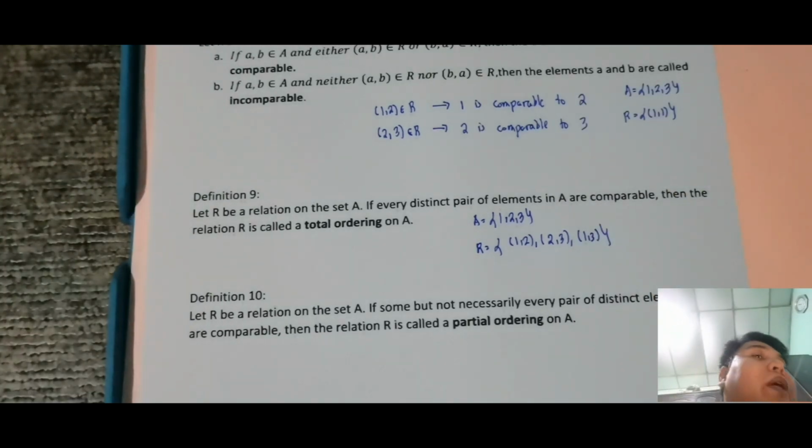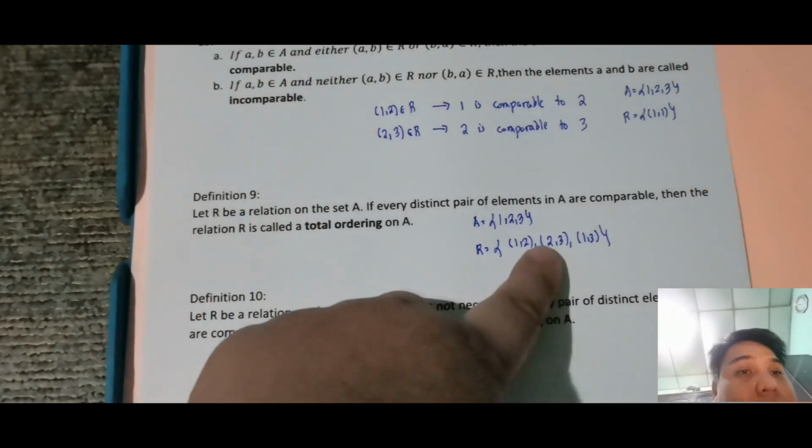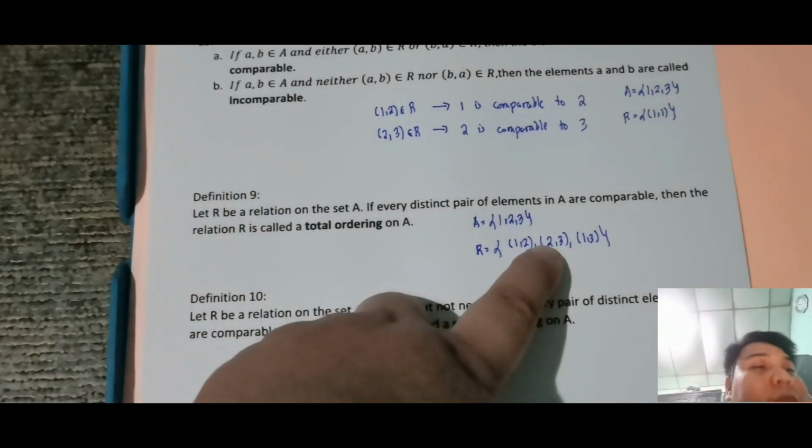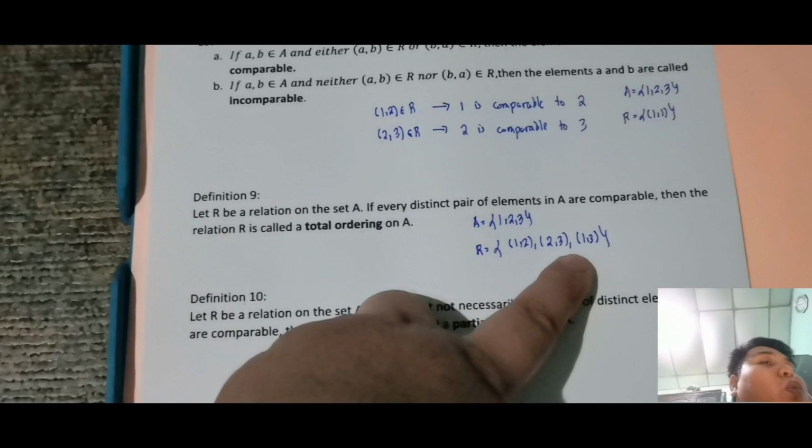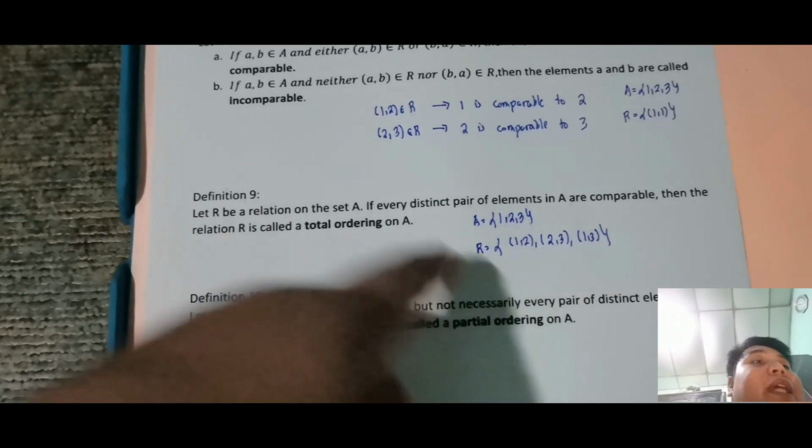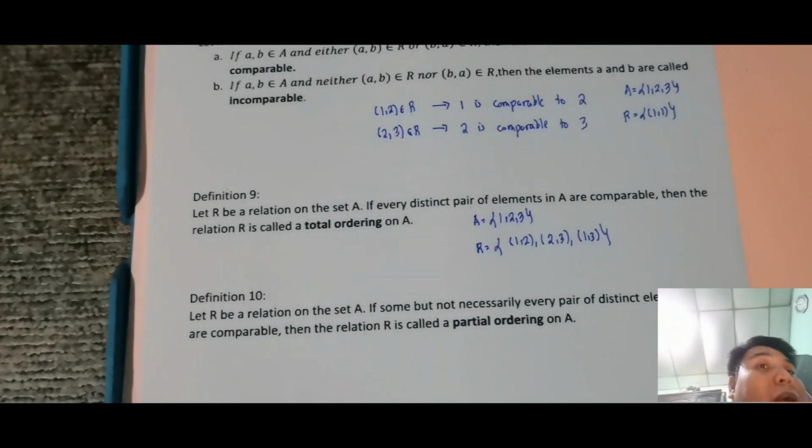Okay? 1 is comparable to 2. 2 is comparable to 1. Tama ba? Next, 2 is comparable to 3. 3 is comparable kay 2. 1 is comparable kay 3. And 3 is comparable to 1. Meaning, total ordering yan. So, pag lahat ng element nag-compare or naging comparable sa lahat ng element ng A.